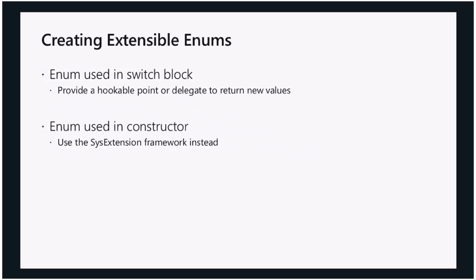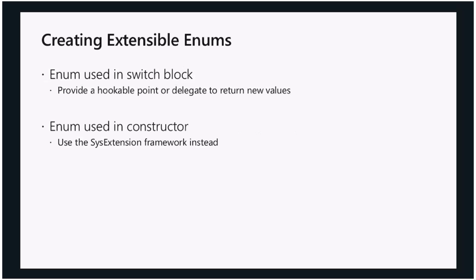Another common issue with enums is that they are used in a switch block, and the default case will throw an exception, thus making it impossible for a partner to provide their own value for the enum. Thus, before marking an enum as extensible, it is necessary to ensure any switch statements on the enum are either hookable, via chain of command, or have a delegate to allow partner code to hook into the logic.